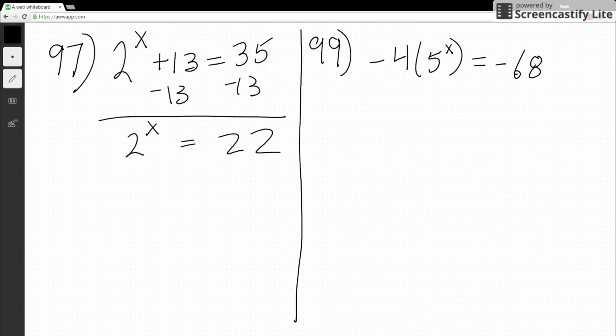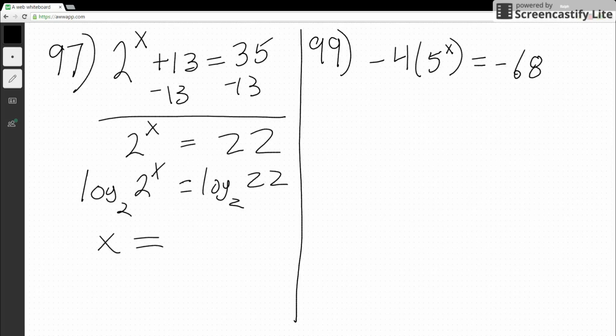And then I want to introduce some sort of a log to get the power down. So I'm going to do log base 2. 2 to the x equals log base 2 of 22. So x equals, now over here I'm going to want to get a decimal on this, so I'm going to use change of base. I'm going to use ln's here. So if I did in my calculator ln of 22 over ln of 2, it comes out to about 4.459.